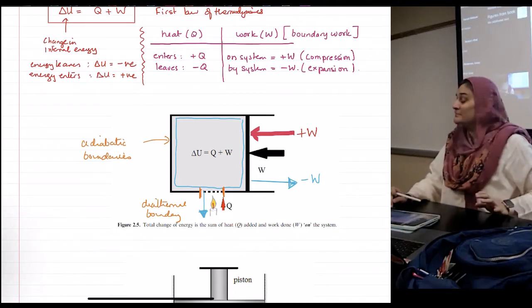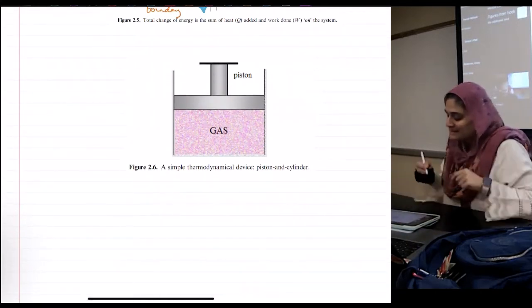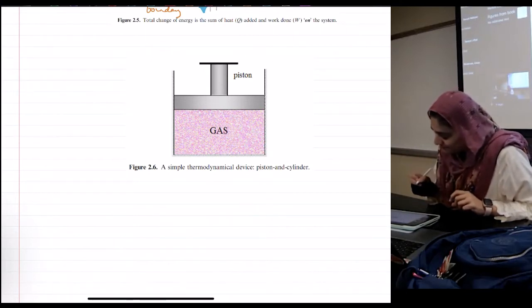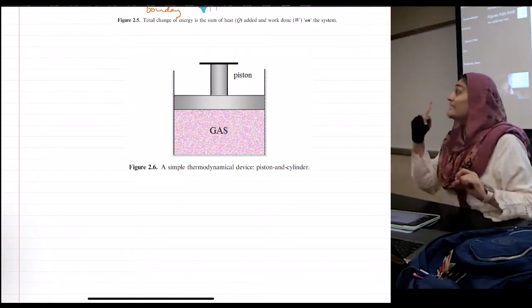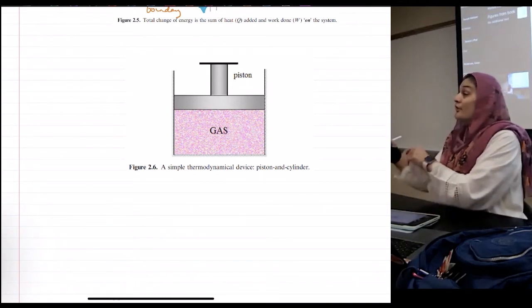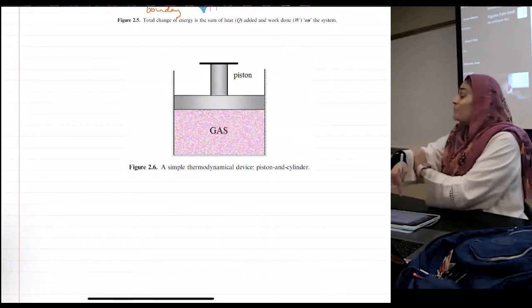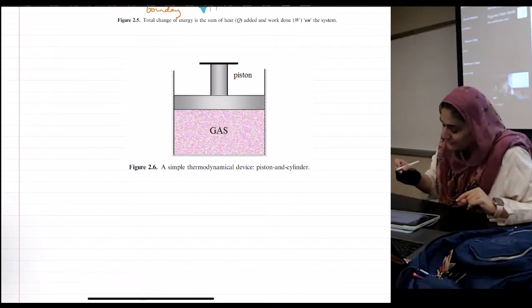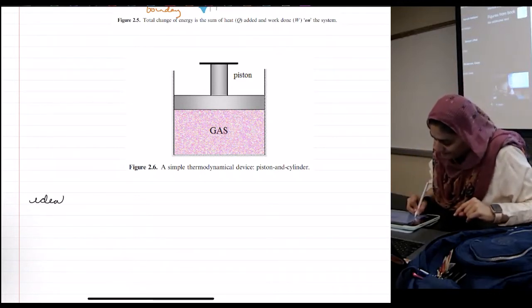So, are we good? May I move on? Okay. Now, the next thing I have to define is the system. So this is called a piston and cylinder device. It is the most simple thermodynamical device, and all the engines that you will be dealing with in your projects are basically starting from this. This is the starting point for them. Okay, are we ready? Now, the next thing I have to tell you is that this system is an idealized situation.